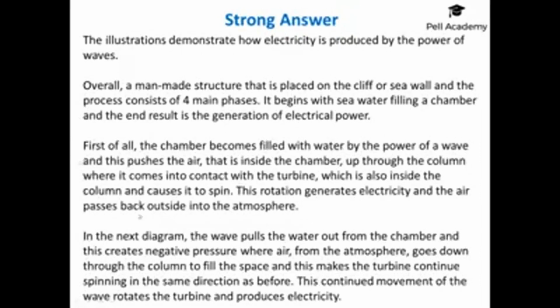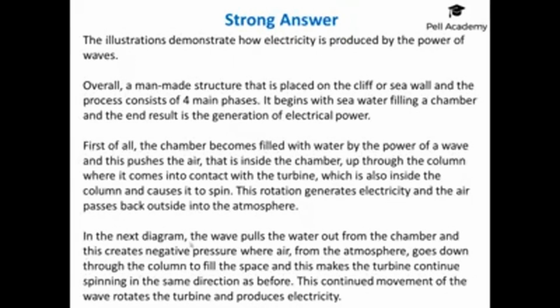So the first details paragraph was based on the first image, the first diagram. First of all, the chamber becomes filled with water by the power of a wave, and this forces the air that is inside the chamber up through the column, where it comes into contact with the turbine, which is also inside the column and causes it to spin. This rotation generates electricity, and the air passes back outside into the atmosphere. So that was the first diagram that they've described.